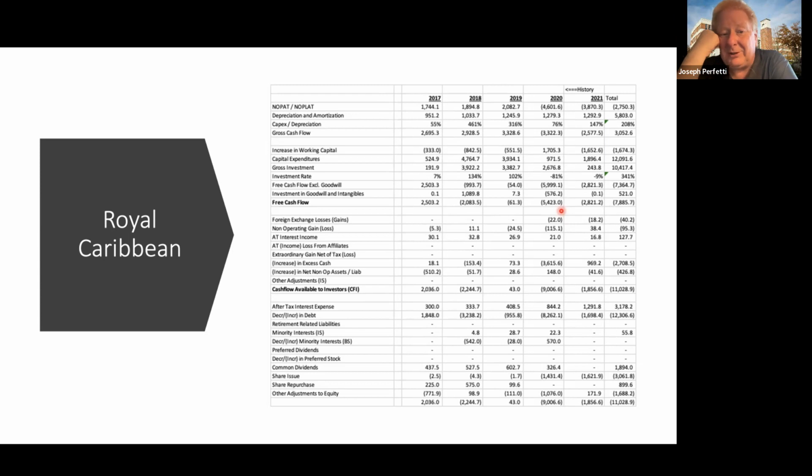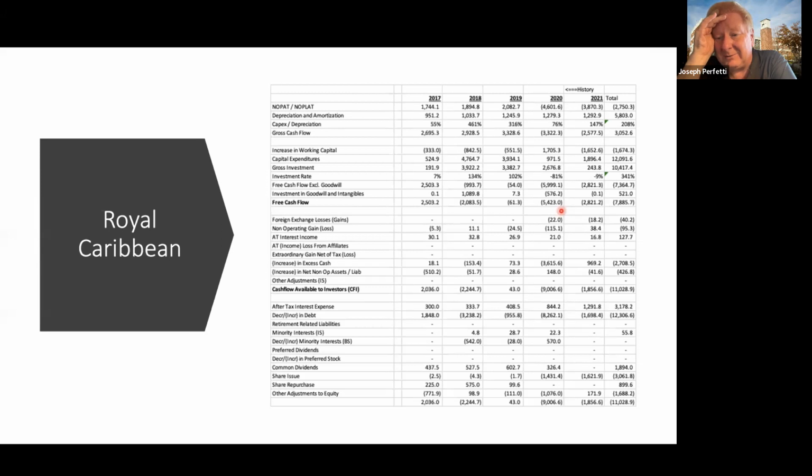Gross cash flow, $3 billion over the 5 years. But again, the final 2 years, negative $3.3 billion and negative $2.6 billion. So all of that gross cash flow was earned in the first 3 years. Gross investment of $10.4 billion. Again, most of that investment occurred in 2018 and 2019. That was 4 and call it 5. That was $9 billion of the $12 billion rounding off of CapEx was in 2018 and 2019.